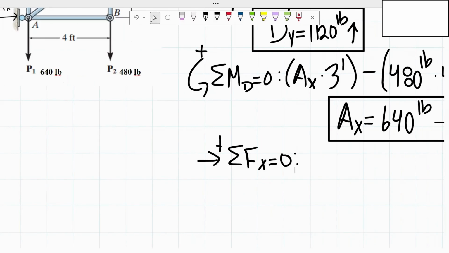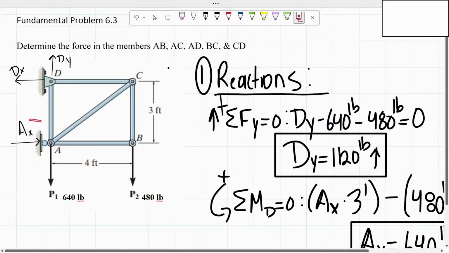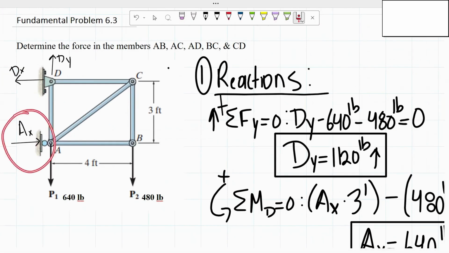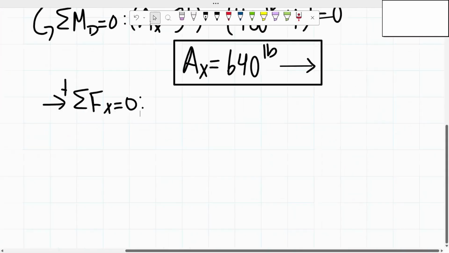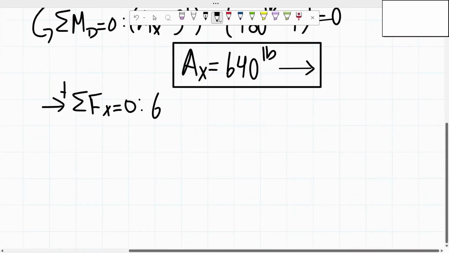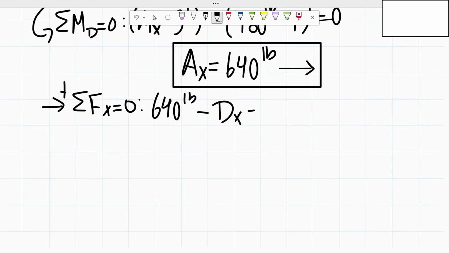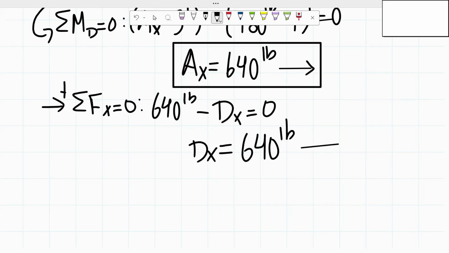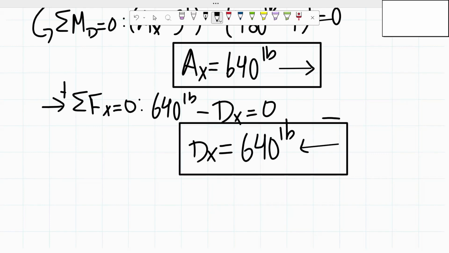Our two horizontal forces are just our A of x and D of x. We already determined that A of x will be going to the right, so positive reaction, and D of x, we assume is going to the left, so negative reaction. So positive 640 pounds minus D of x has to equal 0. When we solve for D of x, we also get that D of x is equal to 640 pounds. We get a positive number, meaning that we assumed correctly that our reaction will be going to the left.